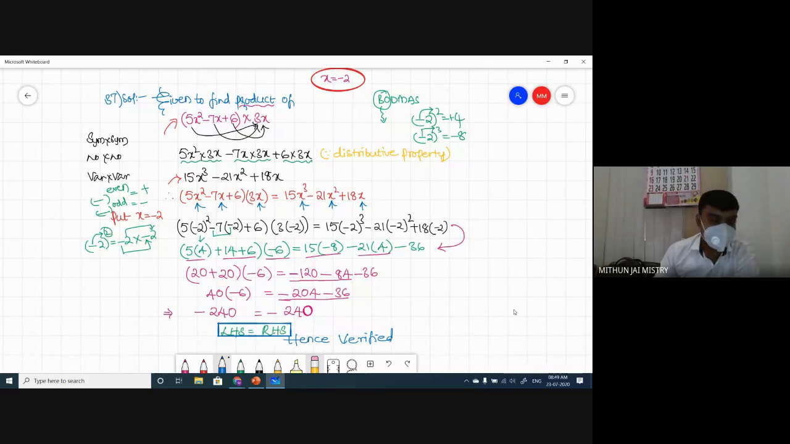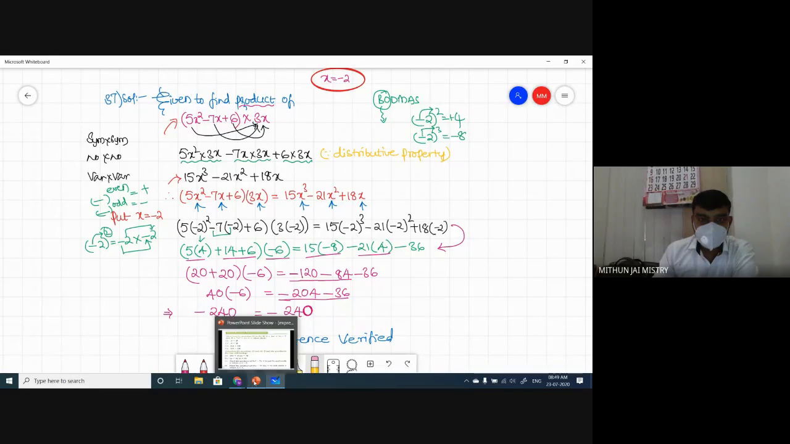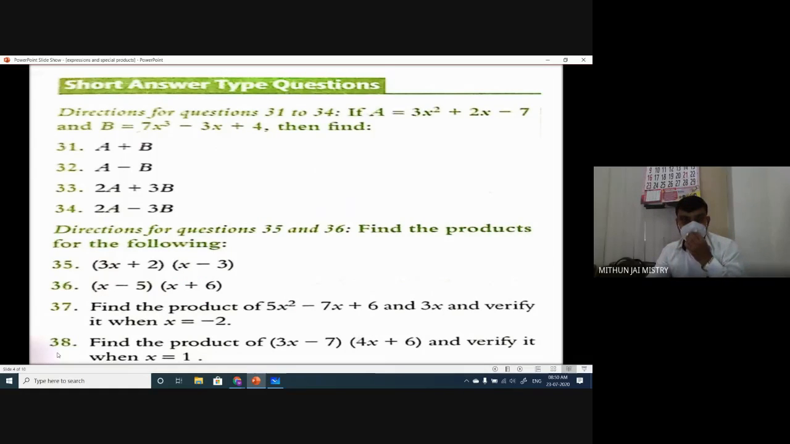Okay. Great. Now, children, let me take you to the presentation again. Here, 38th question. Have a look. Find the product of 3x minus 7 into 4x plus 6 and verify it when x is equal to 1. It is very similar to 37. Don't you think it is the same as 37?